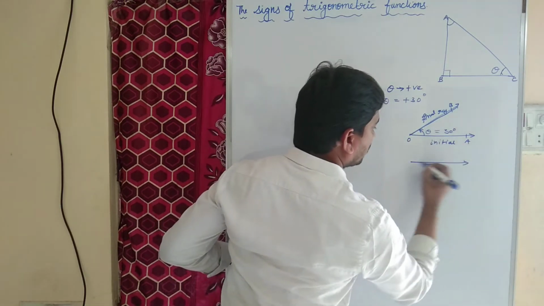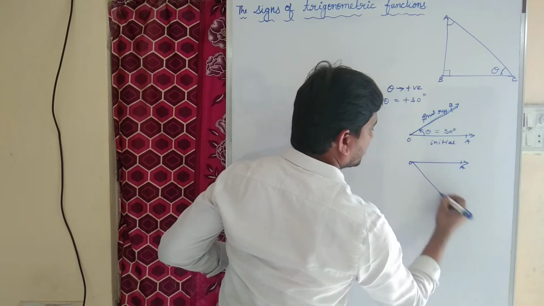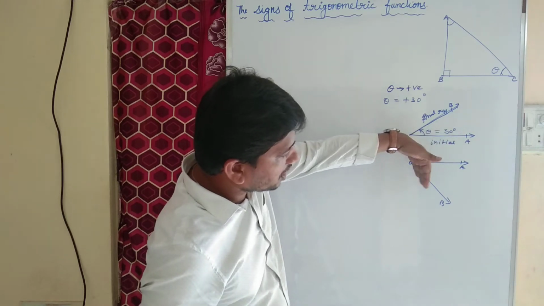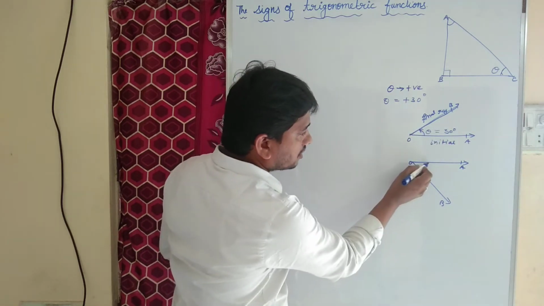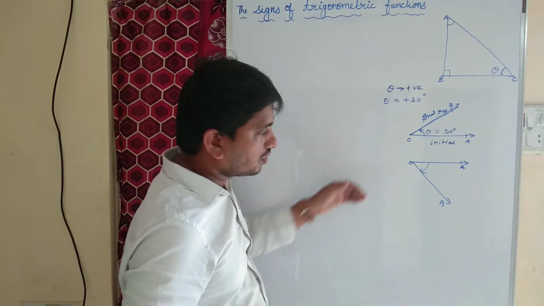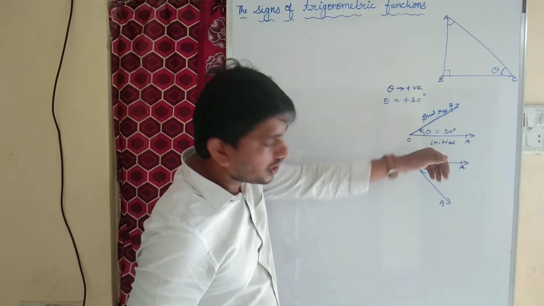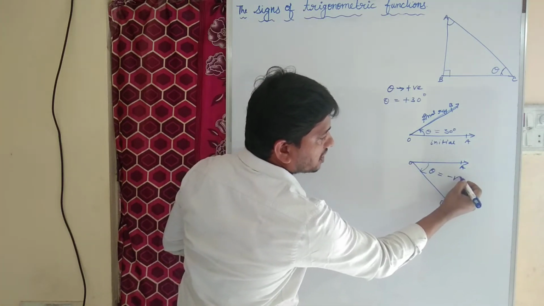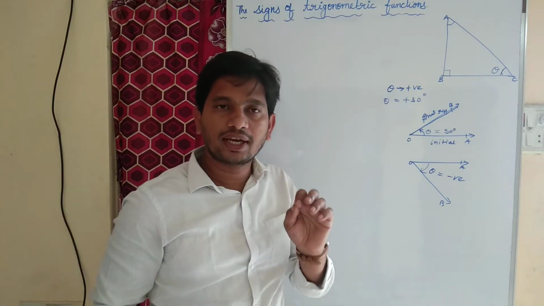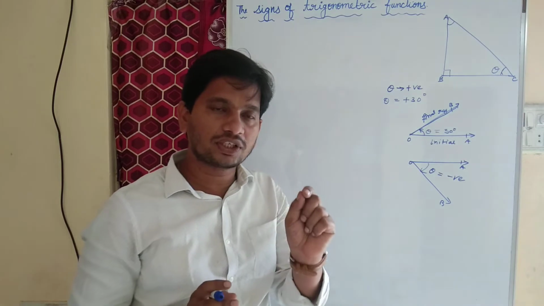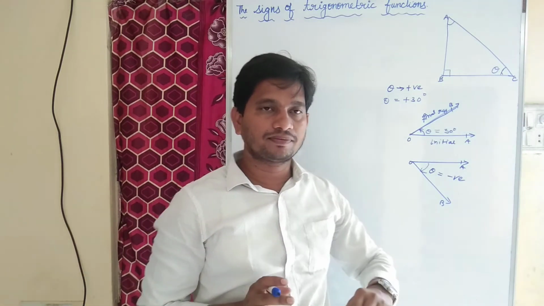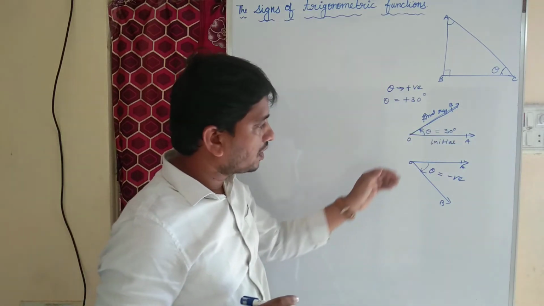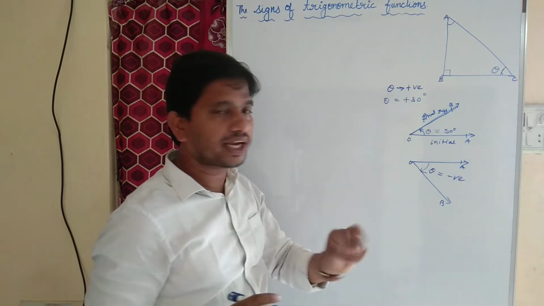Suppose this is the initial ray OA and this is the final ray OB. Now this initial ray OA is rotating towards OB in clockwise direction. Suppose OA is coming towards OB in clockwise direction, then here theta is in clockwise direction. If it is clockwise direction, then theta value is negative. Try to understand 2 points. When theta is in anti-clockwise direction, theta value is positive. When theta is in clockwise direction, theta value is negative.